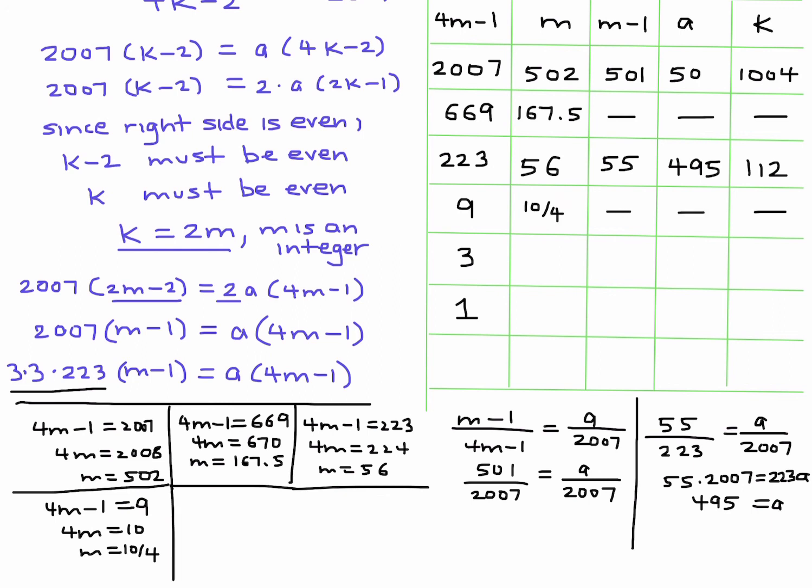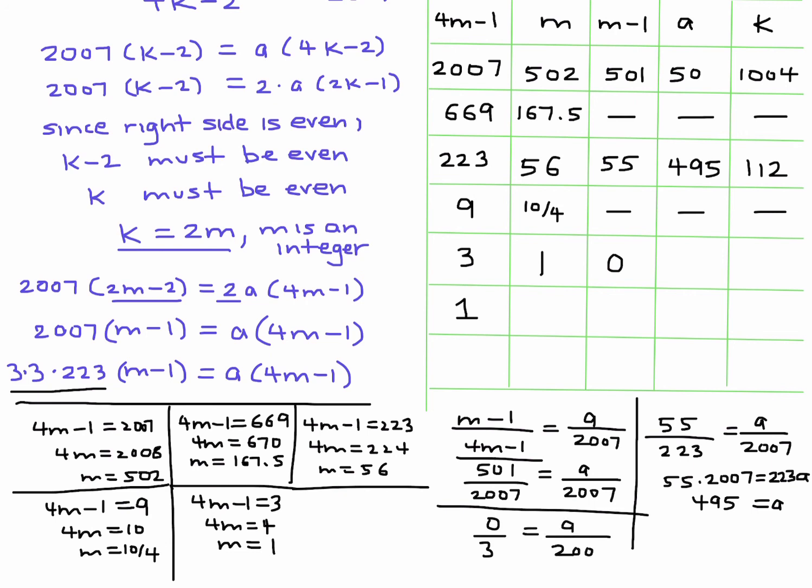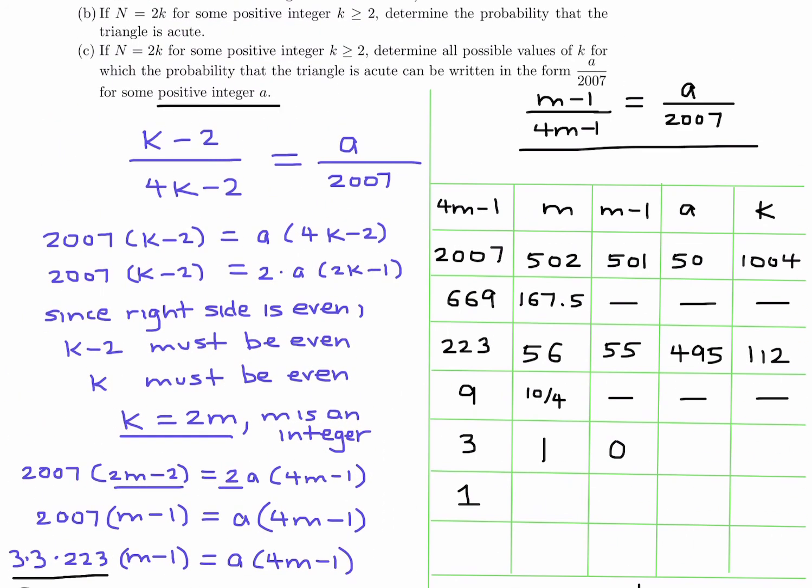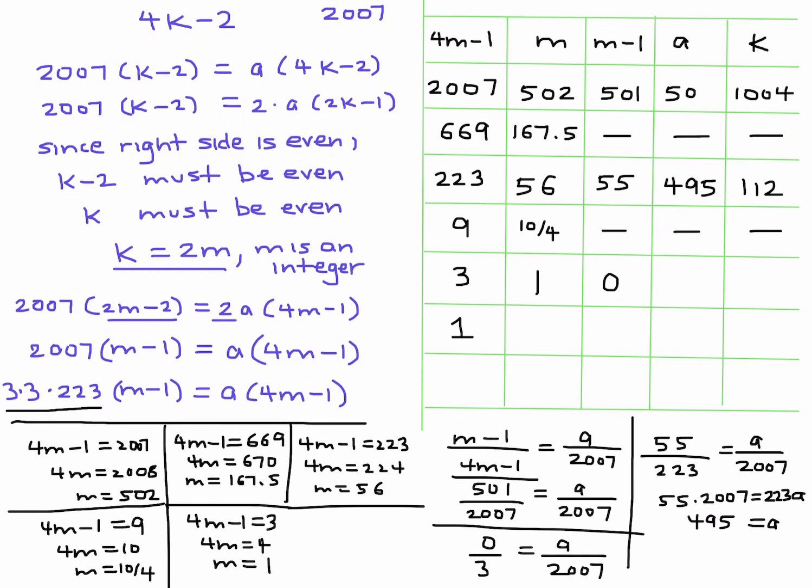All right, no problem. 4m minus 1 is equal to 3. 4m is equal to 4. m is equal to 1. So that means m minus 1 is 0. And that's no good, because if m minus 1 is 0, then this equation basically becomes 0 over 3 is equal to a over 2007. And that means a is going to be equal to 0, but a cannot be 0. A has to be a positive integer. So this is not going to give us any solutions.